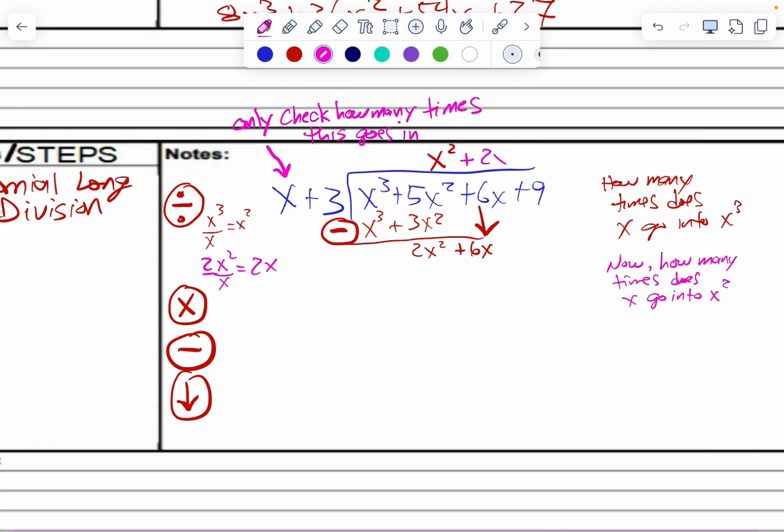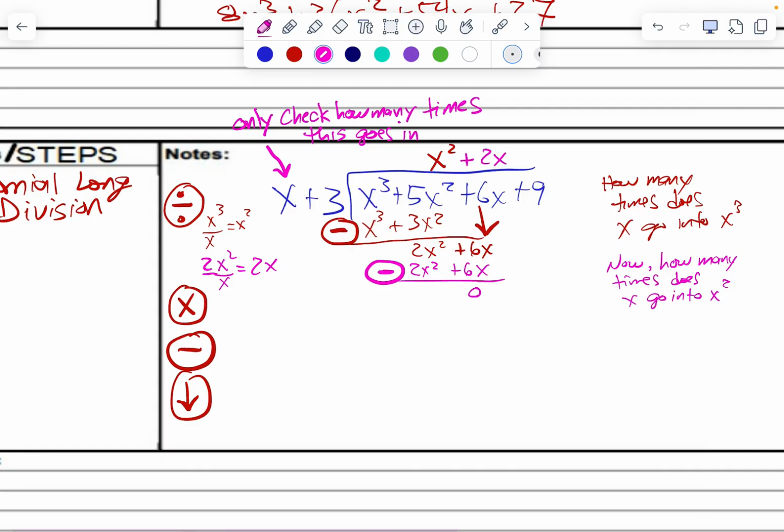Sorry, Anthony, you were close to right there. Okay, so 2x squared, that's our next term. 2x squared divided by x is 2x. Put your 2x up above. Now we multiply. What is x times 2x? 2x squared. What is 3 times 2x? 6x. And the multiplication step is done. Now we subtract. And of course on this we get completely 0.